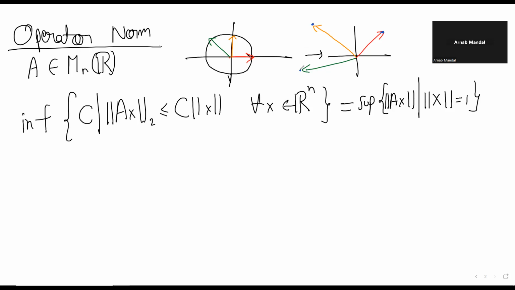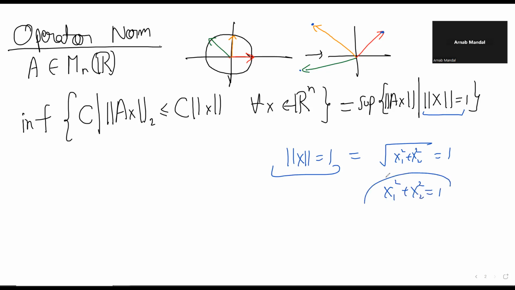Norm x equal to 1. How does it look in the picture? It's simply all the vectors for which the sum of the two coordinates is equal to 1. You agree? And this is the good old unit circle, high school coordinate geometry. You know this.